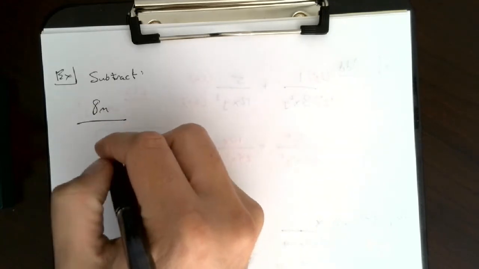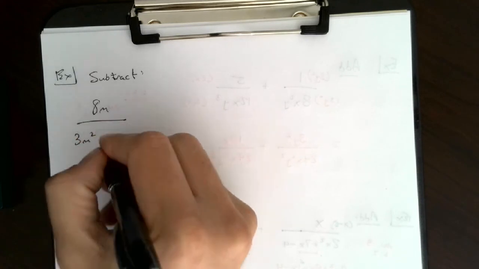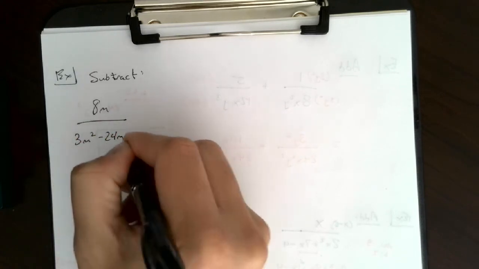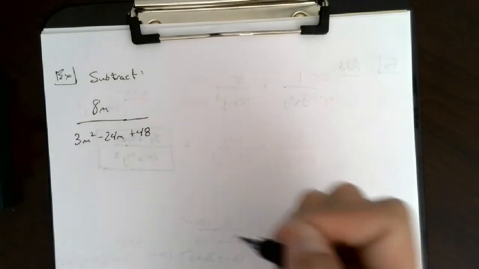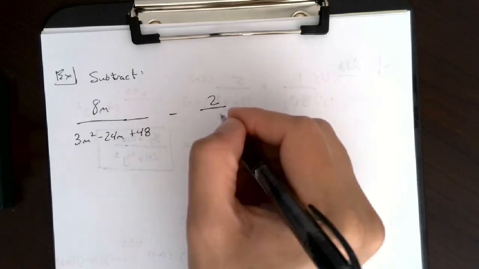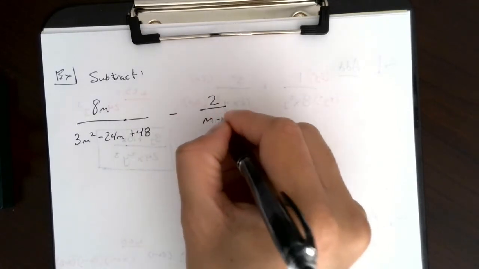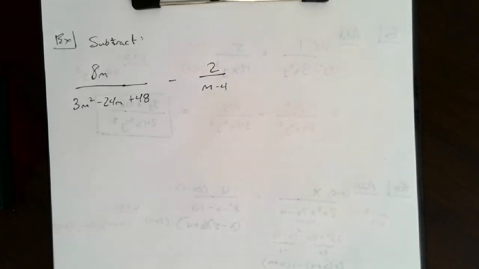8m over 3m squared minus 24m plus 48 minus 2 over m minus 4. Now you might want to pause this and try it on your own.